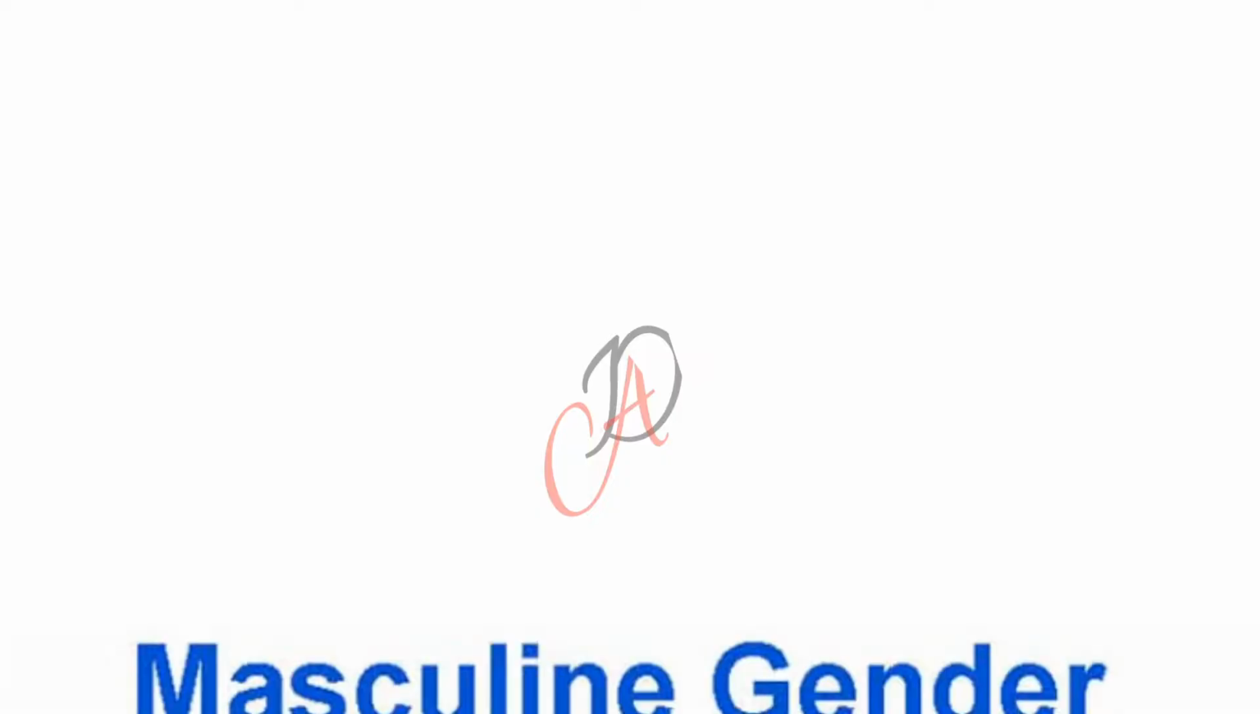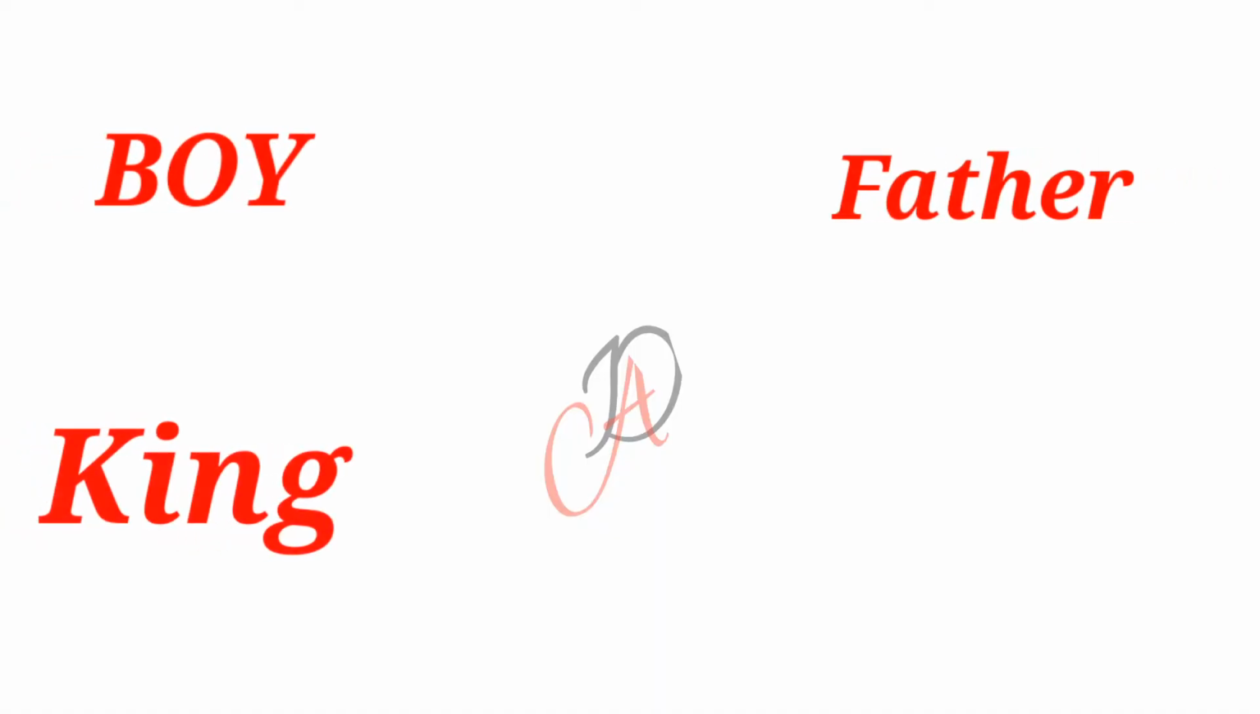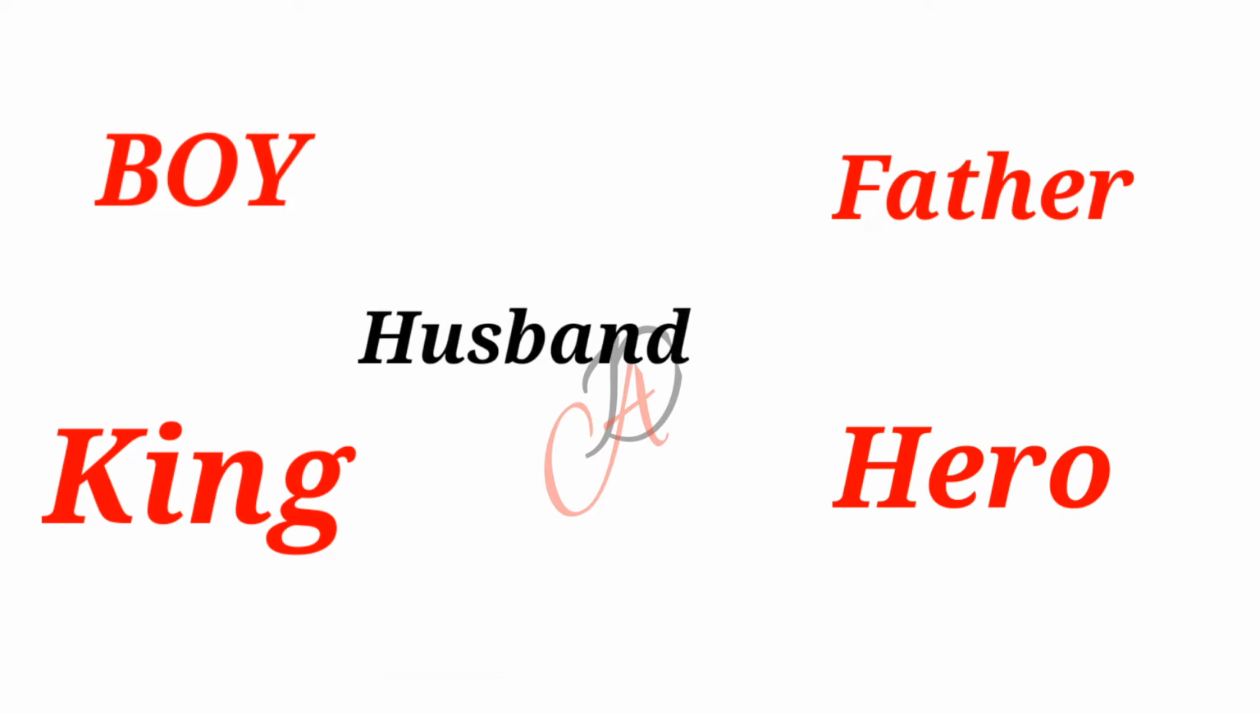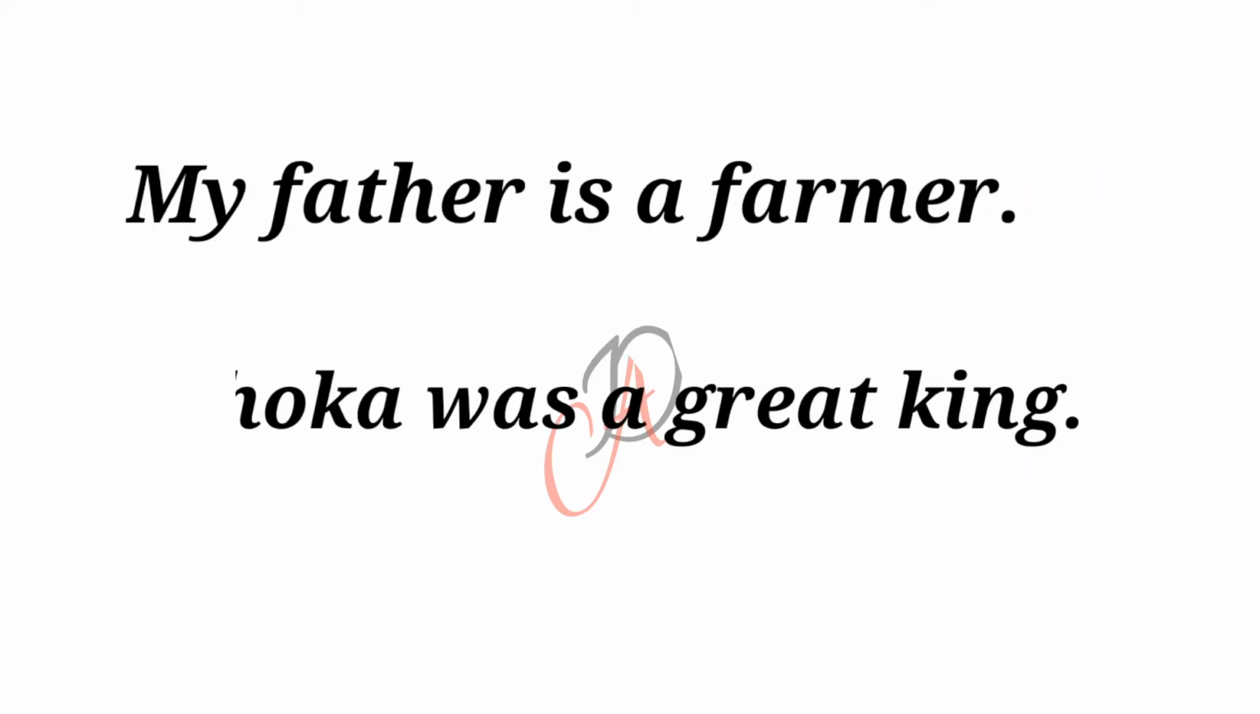The first gender, masculine gender. A noun is said to be masculine gender if it refers to a male character. Boy, father, king, hero, husband are of masculine gender. Let's understand this in a clear manner using some examples. My father is a farmer. Ashoka was a great king. In these examples, father and king are masculine gender because they refer to male characters.